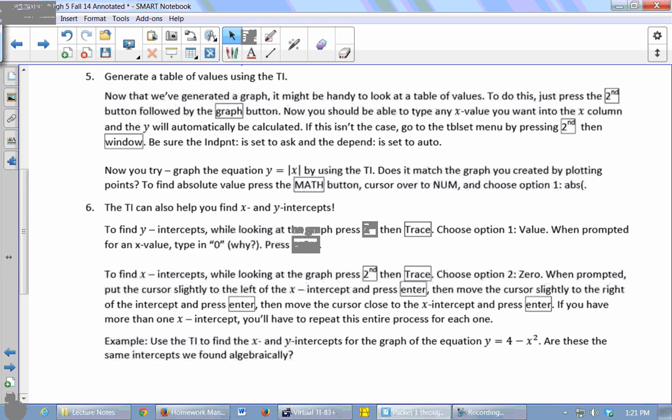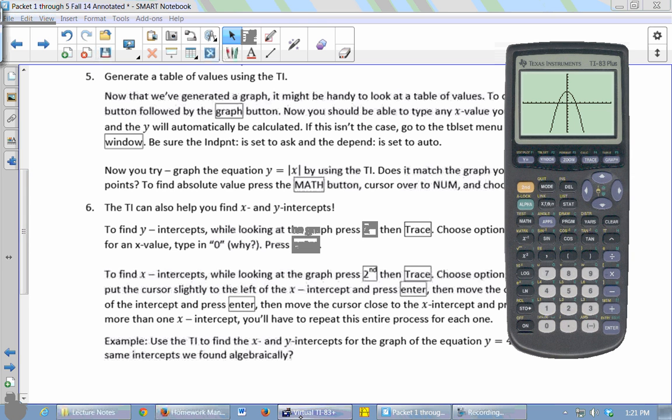To get a table of values from your graphing calculator, once you have the formula in y equals, you can look at the graph, but you could also look at a table of values, right? Like we plotted points. You can have your table generate a bunch of points for you by just pressing table. It's second graph. And then I can type in any x values I want, and it'll tell me the y value. Anybody have questions here?